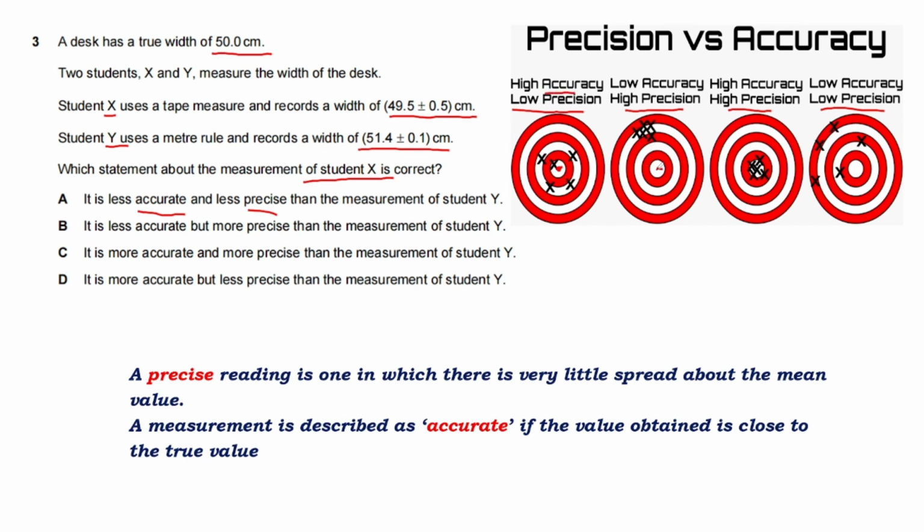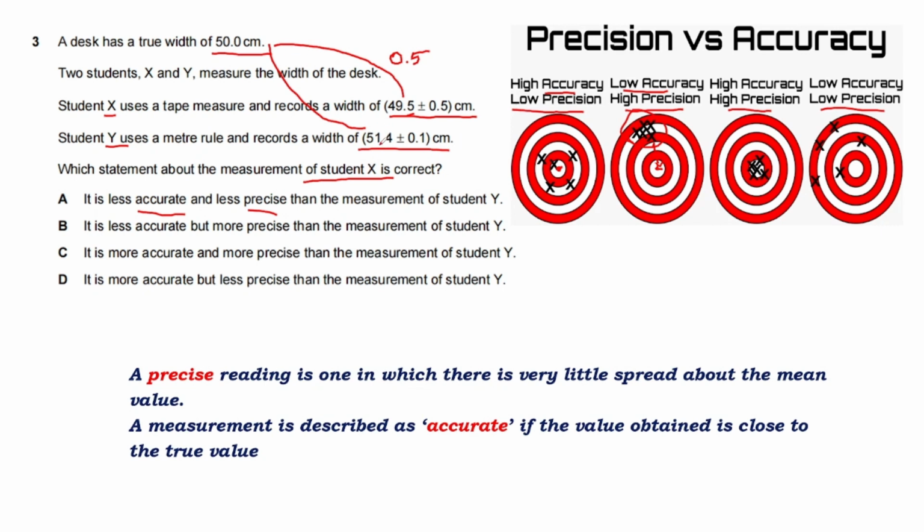But here this is the true value position, and the measurements are in the other direction, not close to the true value, so it has low accuracy. That's how accuracy is determined. Here the student X measurement is 49.5. The true value is 50. So how much is the difference? Just 0.5.